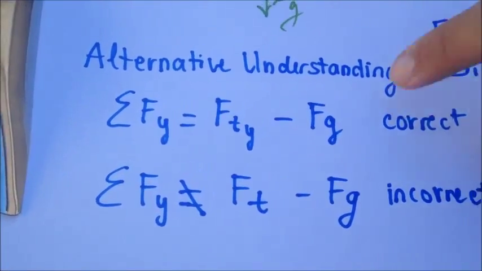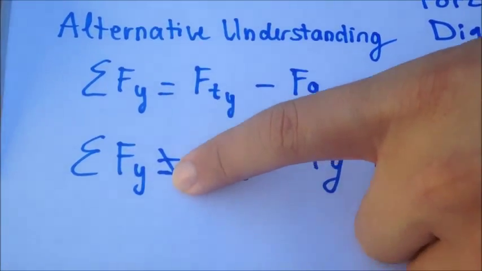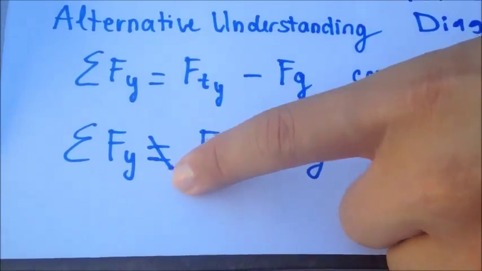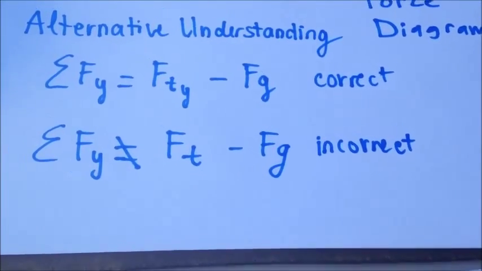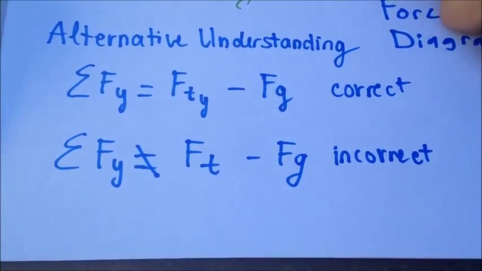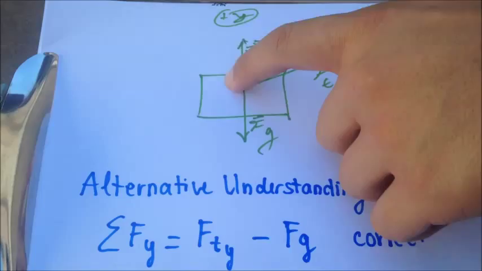The alternative understanding is here in that the force of Y equals the force of tension minus the force of gravity, which is incorrect. You'd know this because the force in the Y direction clearly is not the same as the force of tension.